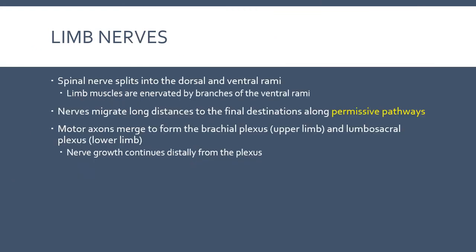Now the nerves of the limbs. By way of reminder, the spinal nerve is going to split into a dorsal and a ventral rami, and it's the ventral rami that's going to contribute to the limbs. So the limb muscles are innervated by branches from this ventral rami, and they migrate along what are called permissive pathways, and they really are exactly what they sound like.